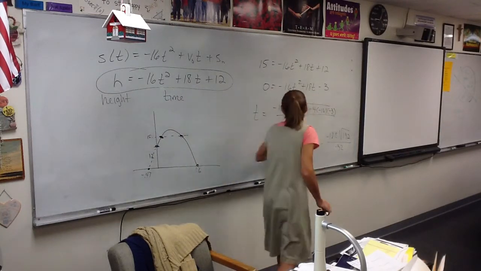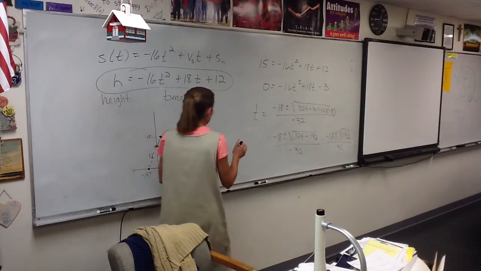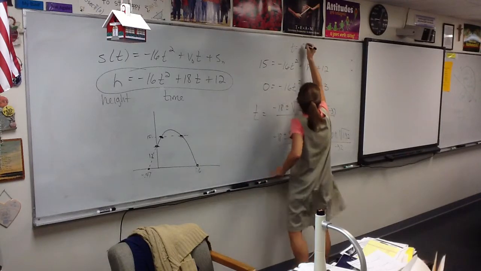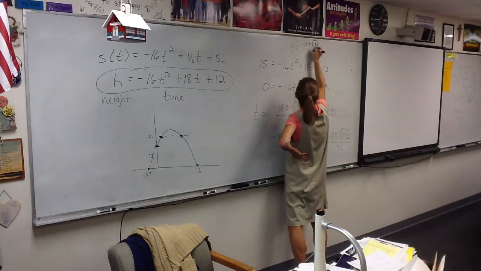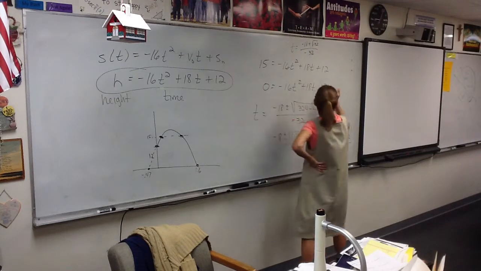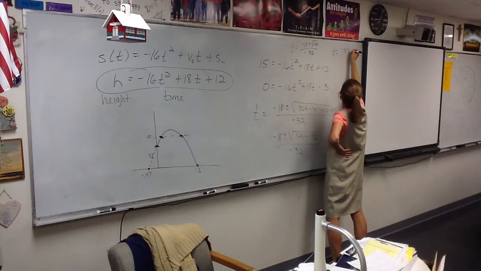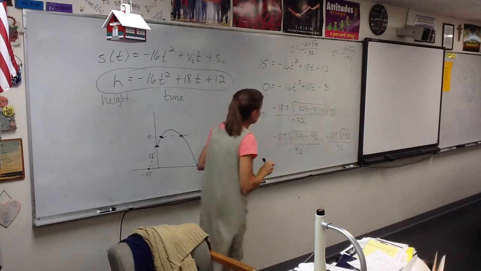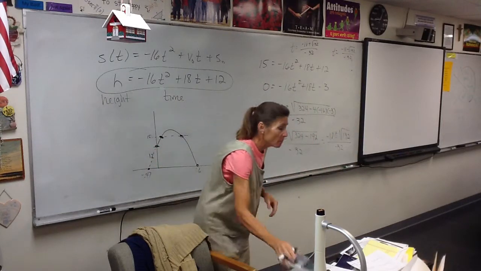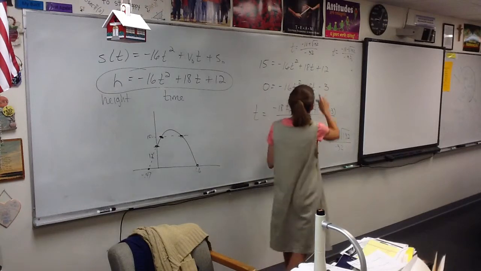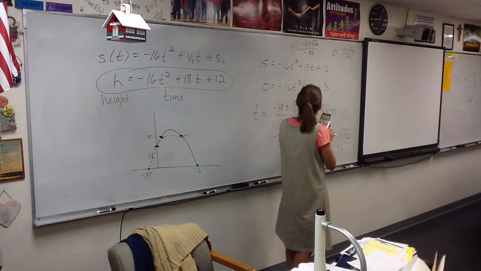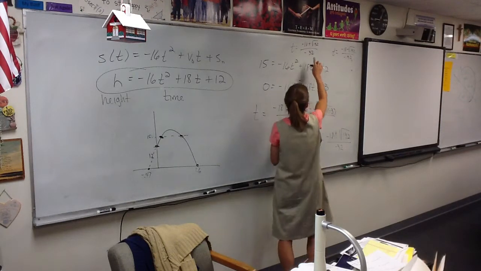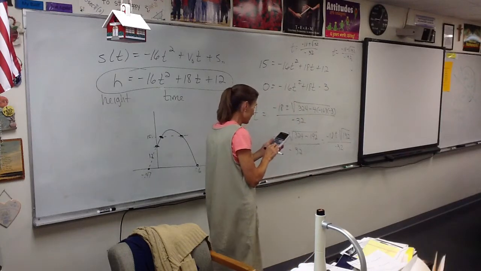So what do I get? Erase that equation and squeeze it in somewhere. Where can I squeeze it in? So t will equal negative 18 plus root 132 over negative 32, or negative 18 minus root 132 over negative 32. Remember, when you type this in, please, please, please, negative 18 plus the square root of 132 equals, make sure you hit equals, and then divided by negative 32.